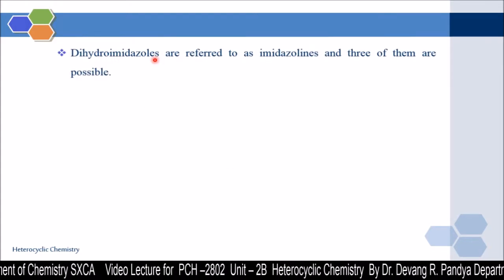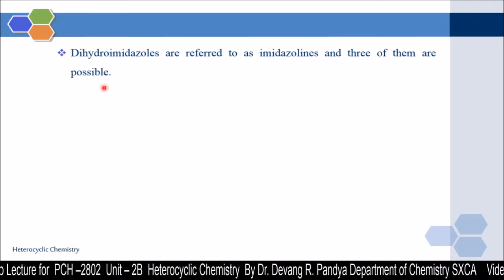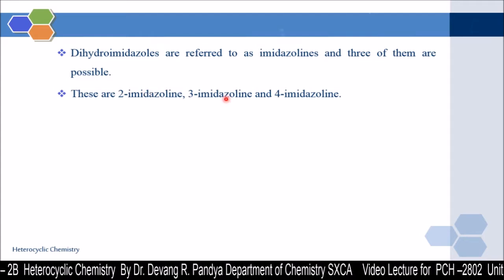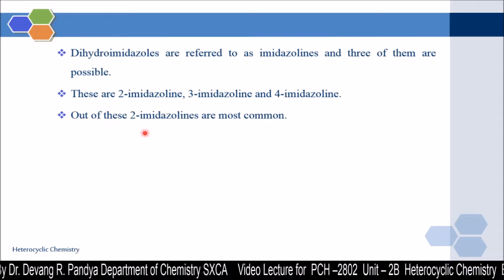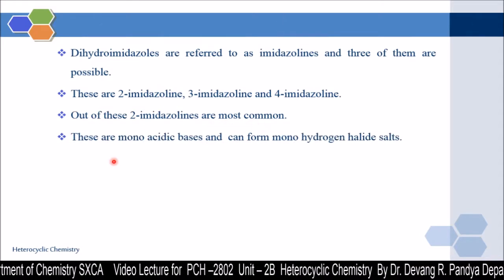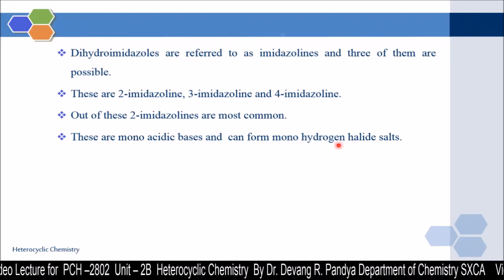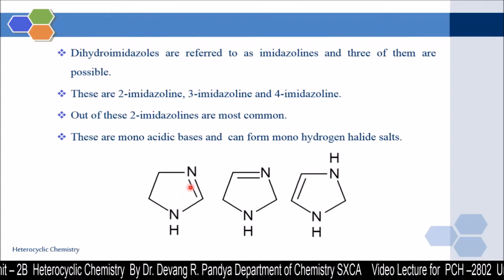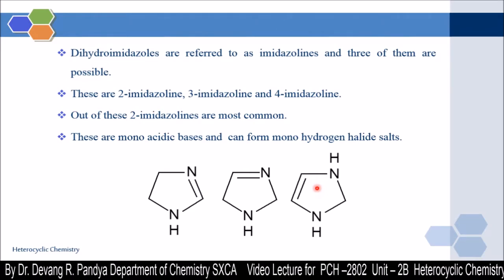Now, dihydroimidazoles are referred to as imidazolines, and three of them are possible. These are 2-imidazoline, 3-imidazoline and 4-imidazoline. Out of these, 2-imidazolines are the most common. These are monoacidic bases and can form monohydrogen halide salts. Here you can see this is 2-imidazoline, this is 3-imidazoline and this is 4-imidazoline.